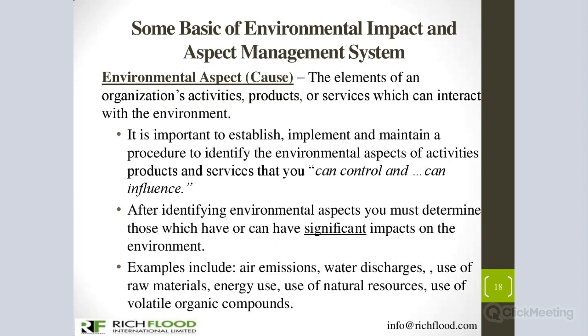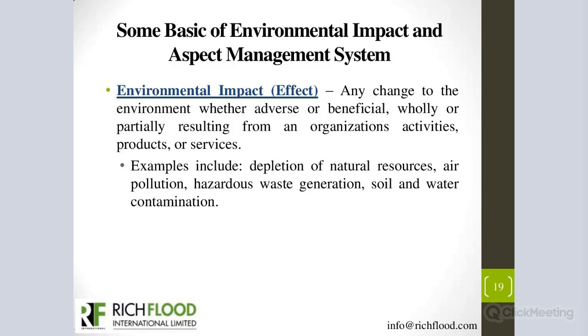Examples include air emissions or water discharge, the use of raw water, energy usage, the use of mineral resources, and the use of volatile organic compounds, VOCs. For our example, in order to help us understand what we mean by environmental aspect and impact properly, let us look at the operational phase. Sorry, it's taking some time, but we're getting there. We're going to look at the operational phase of the organization.